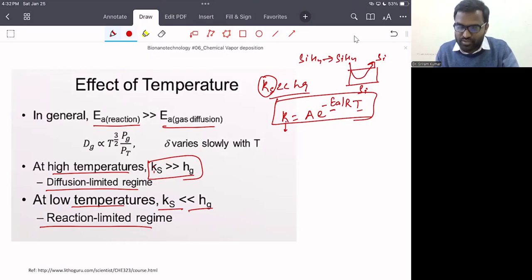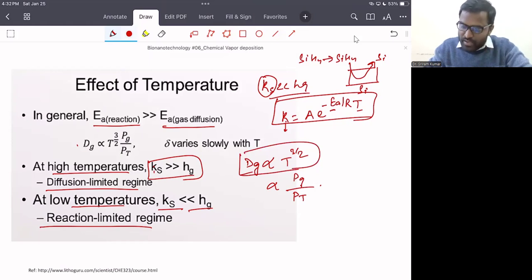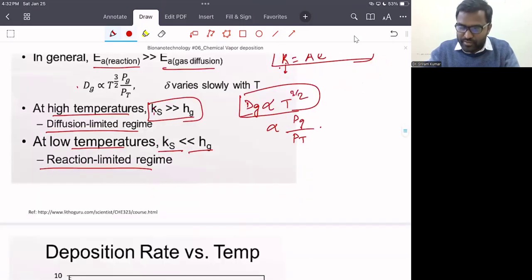At the same time, the diffusion has a dependency on T to the power 3 by 2, and it also depends on Pg by Pt. And from the Arrhenius equation, we understand how the activation energy plays the key role in making the reaction either a diffusion control process or a reaction control process. So this is the effect of the temperature.